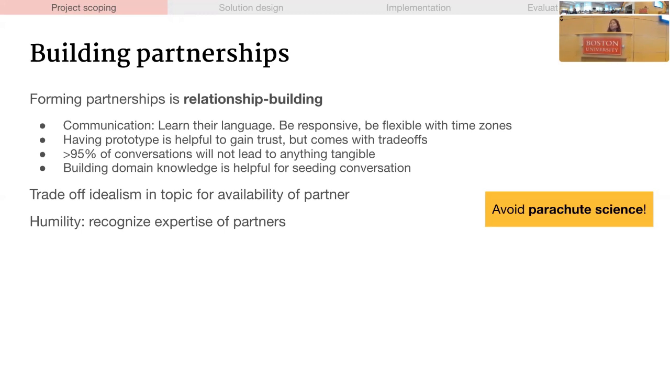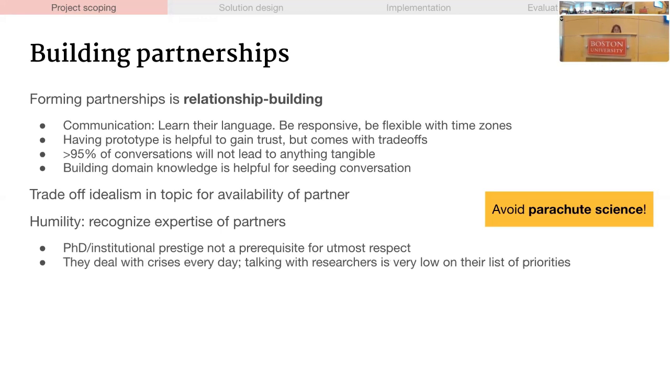And through these partnerships, one important consideration is that the partners, even if they don't have any formal education or advanced degrees, have so much frontline expertise that really exceeds what we know. It's just a whole different form of expertise. So just because they're not affiliated with a particular institution or don't have a PhD, does not mean that they don't deserve the maximum possible respect.